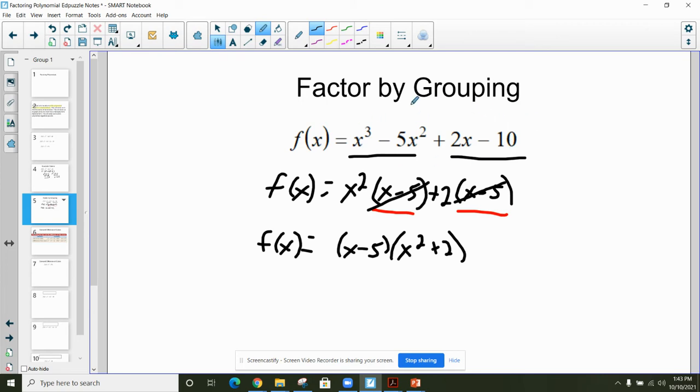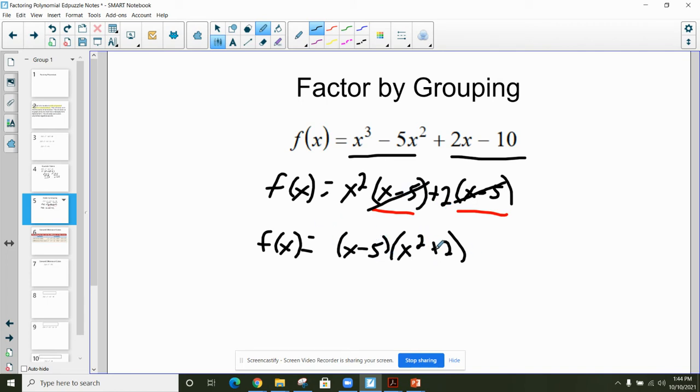Recapping the steps for factor by grouping: it must have an even amount of terms. This one has 4 terms, and I divided it into 2 groups of 2. The first 2 terms are grouped together, and the last 2 terms are grouped together. Then I do GCF. The GCF on the first 2 terms is an x squared. I factor that out, and it leaves me with x minus 5. On the last 2 terms, the GCF is 2. Factor that out, and that leaves me with x minus 5. Since x minus 5 was in both groups, I can factor that out again, and that leaves me with what was in front of the parentheses, x squared plus 2.